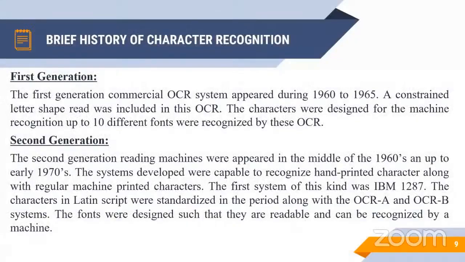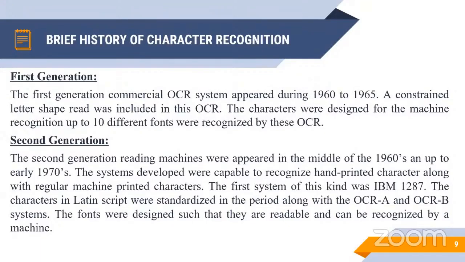When OCR came into the market, there were many generations. In the first generation, OCR appeared during 1960 to 1965, five years, and only 10 different fonts were recognized by this OCR.